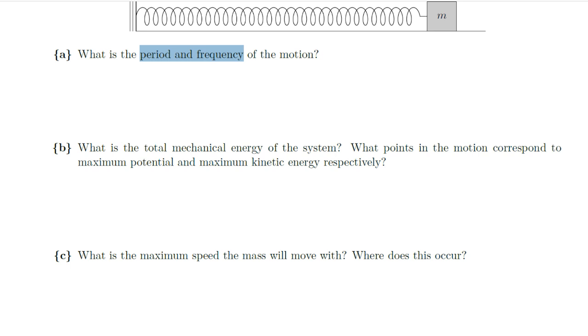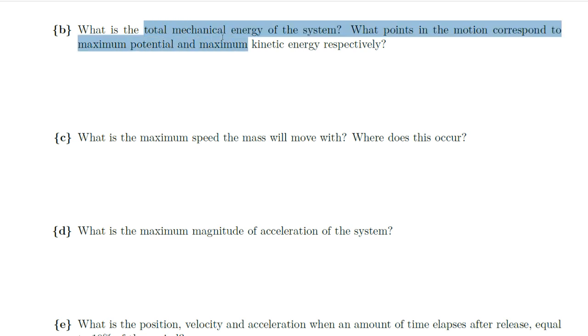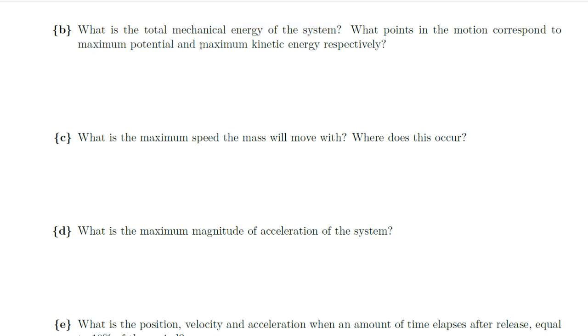after the period and frequency of the motion, part B, what is the total mechanical energy of the system, and what points in the motion correspond to the maximum potential and maximum kinetic energy respectively? So first, the total mechanical energy of the system is always kinetic plus potential energy. But you could use any point you want. You could always use the kinetic and potential energy at any point in the oscillation or whatever problem you're doing.